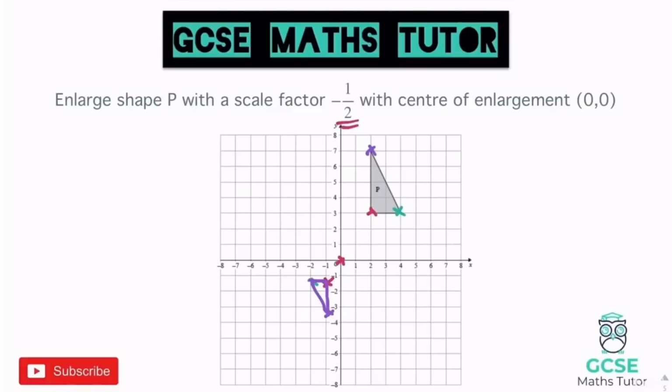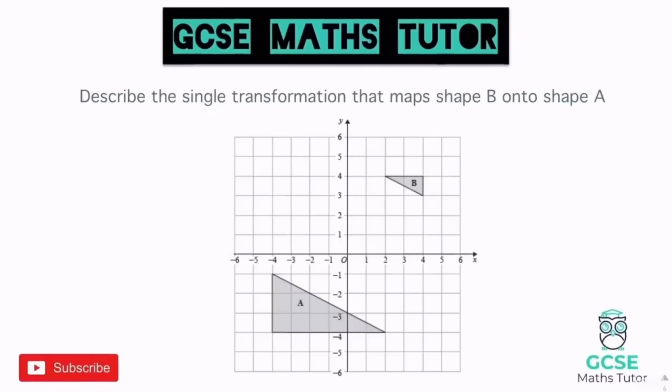Okay, so we're going to have a look at another one here. It says describe the single transformation that maps shape B onto shape A. This is quite nice. Hopefully you can tell that it's an enlargement, because obviously one's got bigger and smaller, and we're going from B to A. Now what you can do is you can get your ruler, and I'm going to have to try and do this quite carefully, but you get your ruler and you join up the similar points. Now the similar points are here and here. Obviously it's been rotated 180 degrees.